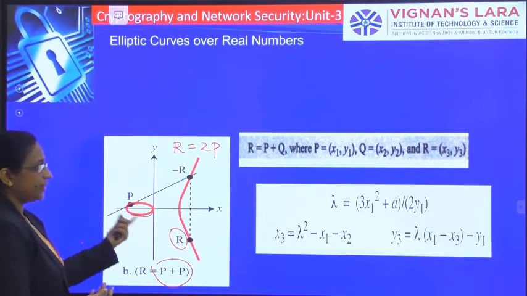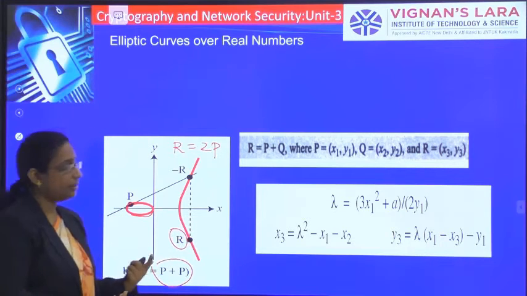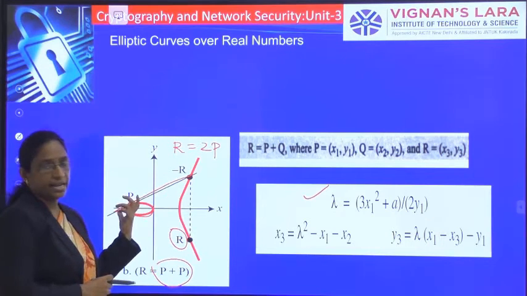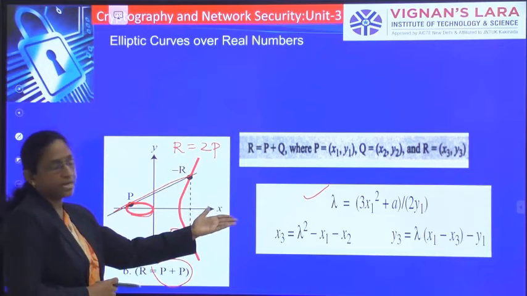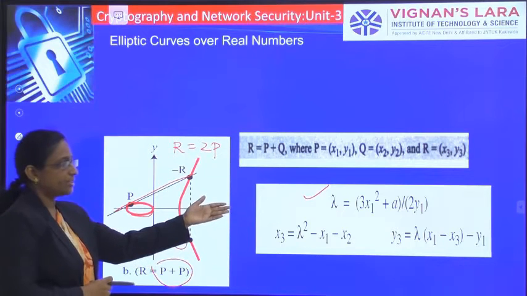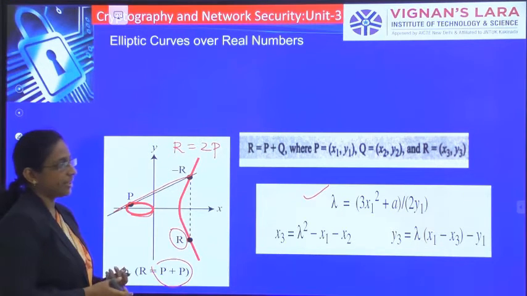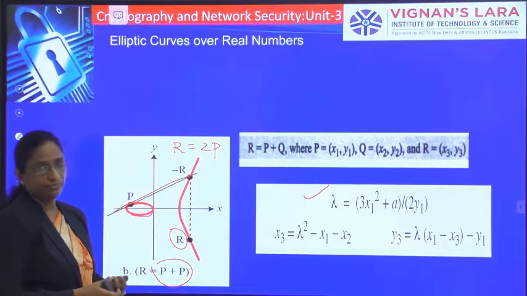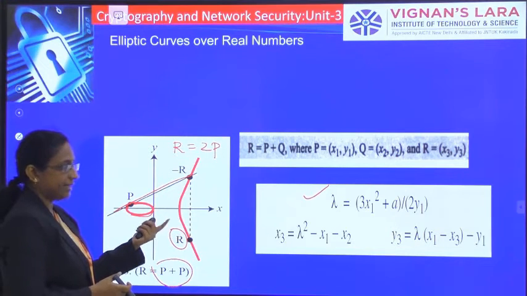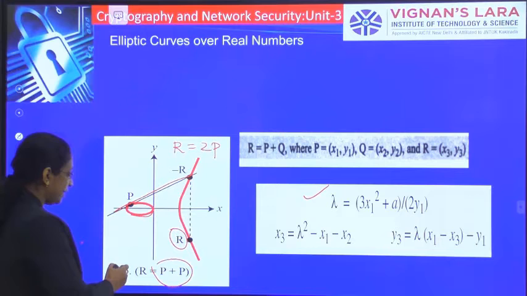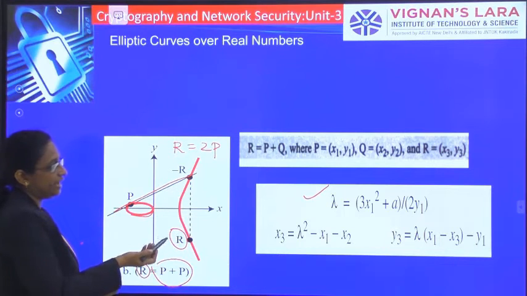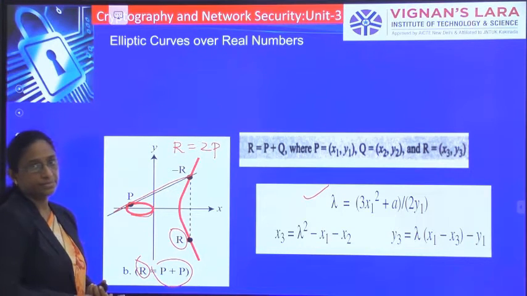For this also we have the formula. Since here also we are drawing a line, for that line we will calculate the slope. So the slope will be lambda equal to 3x1 square plus a, over 2y1. After calculating that slope, we will get the R value by using those formulas.